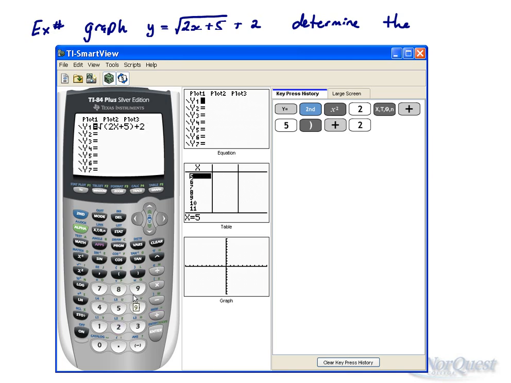Now what we'll do is we'll have a look at this in our standard window. If we need to adjust it, we'll use our picture to adjust our window settings. So hit your graph key. This actually is a fairly decent size graph, so we don't even really need to adjust our window settings. Feel free to do so if you want. This is what the general shape of a radical function is.